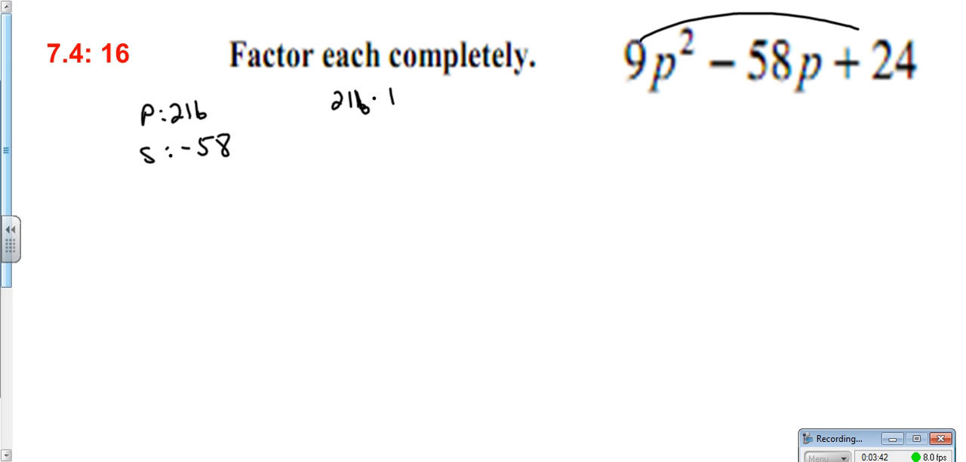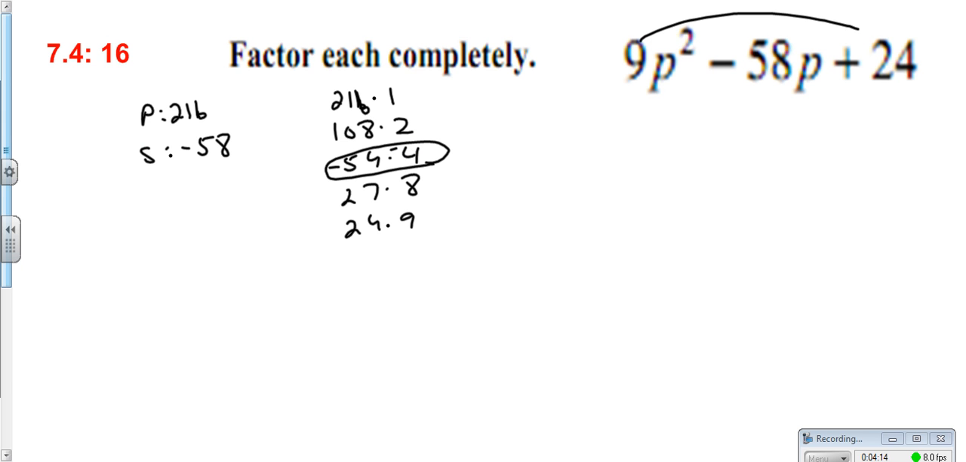I'm going to go through this here. We've got 108 times 2, 54 times 4, 27 times 8, 24 times 9, and there's some more, but I'm going to look at this. I want negative 58 when I put them together. Well, these can all be positive or they can all be negative, because negative times negative is positive. So I'm going to look at this combination. If I had negative 54 and negative 8, it works.